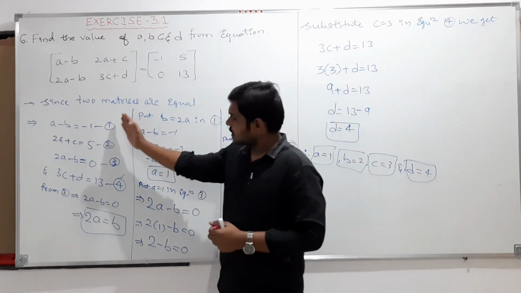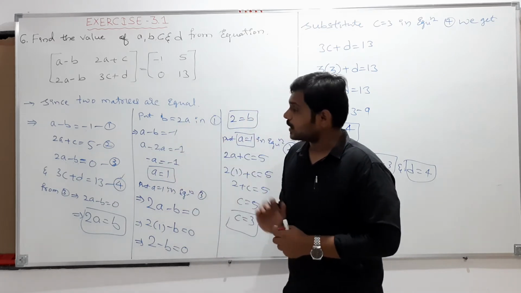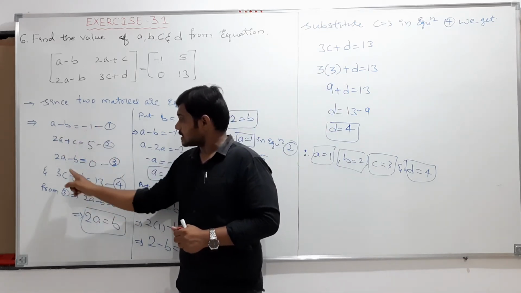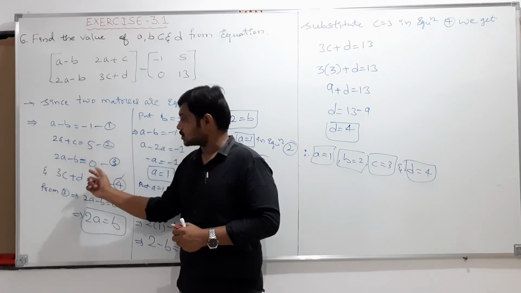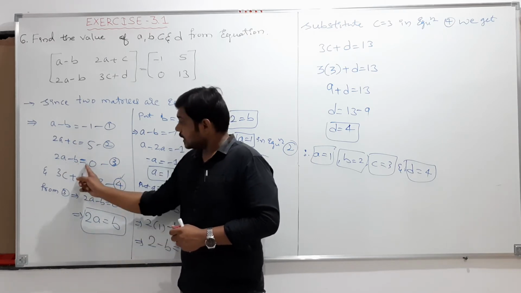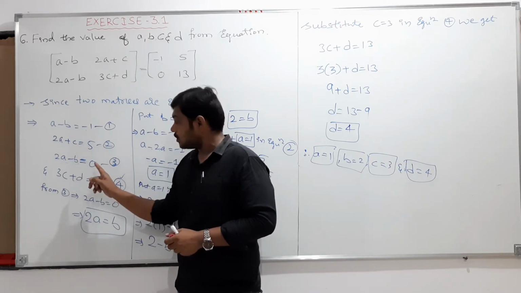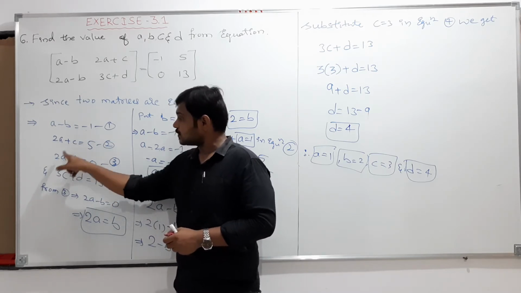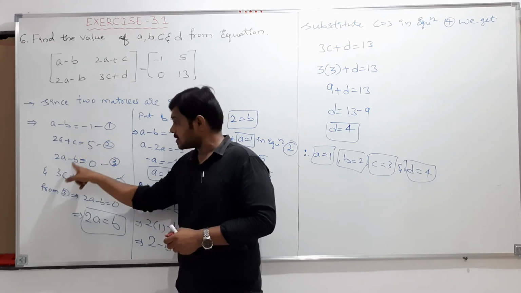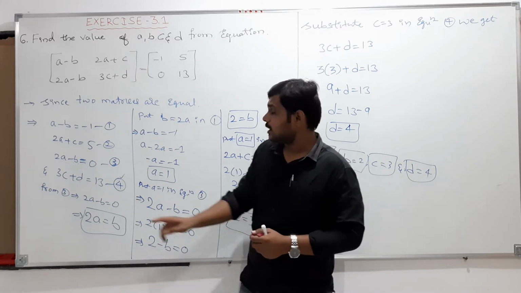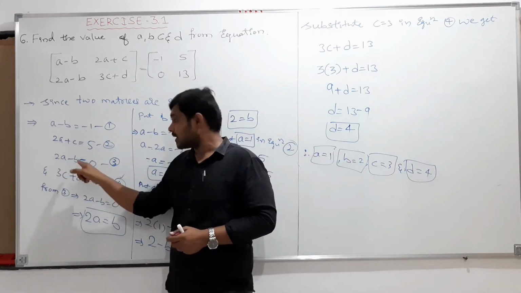Just observe these 4 equations. Among these 4 equations, here A minus B is equal to minus 1, and 2A minus B is equal to 0. Here I can easily calculate this value as 0. It means I can shift 2A to this side or minus B to this side, so that you will get one unknown value. Either you may get the value of A or the value of B.